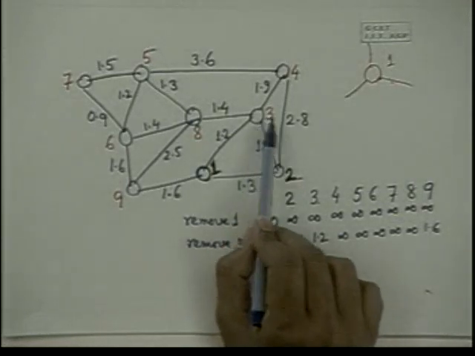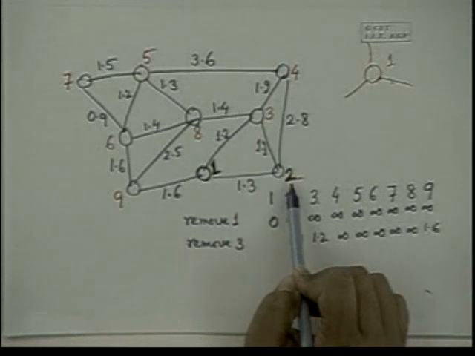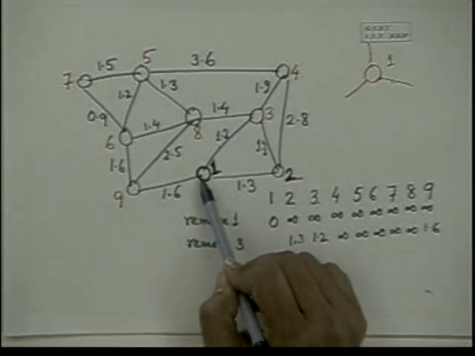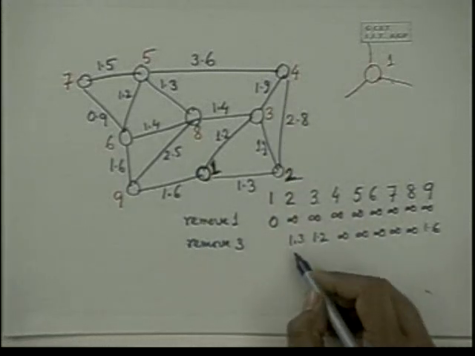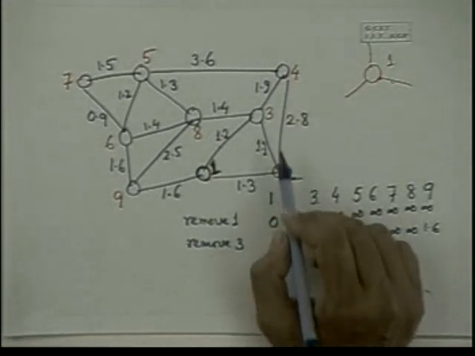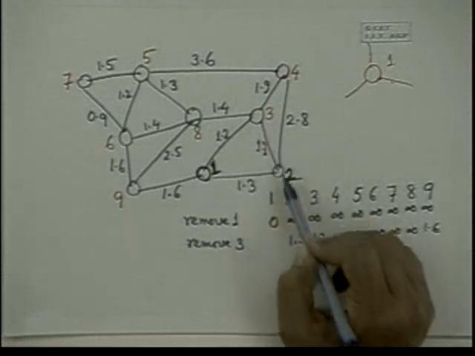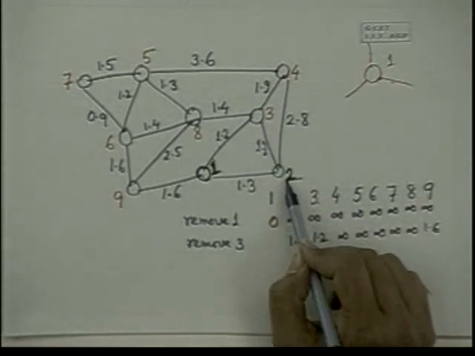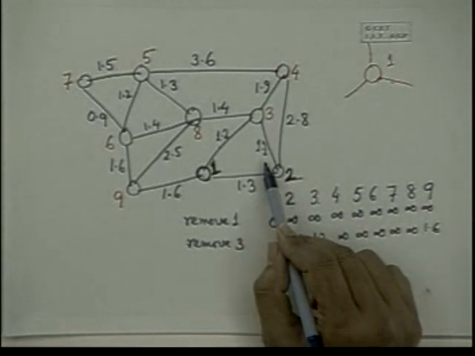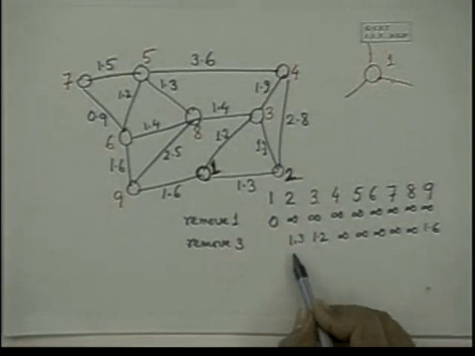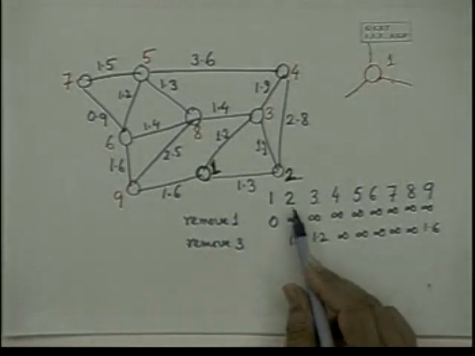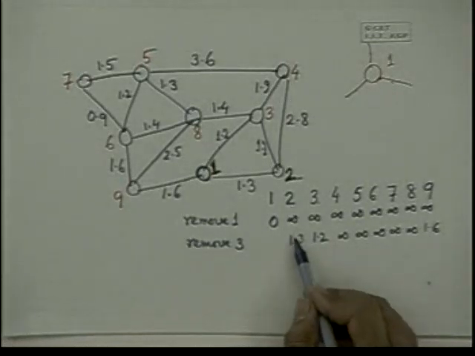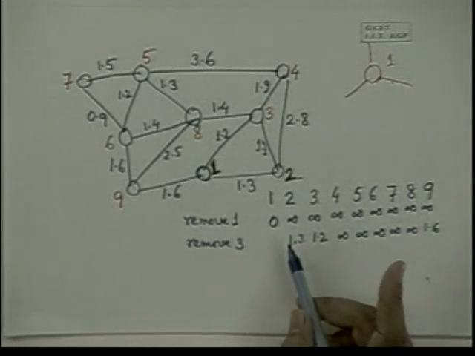You have removed 3, its neighbors have to be changed now. Its neighbors are 2, 1, 8 and 4. So for 2, what is the edge weight between 3 and 2? Its edge weight is 1.1, and 1.1 is less than 1.3. So the priority of 2 should be changed to 1.1.